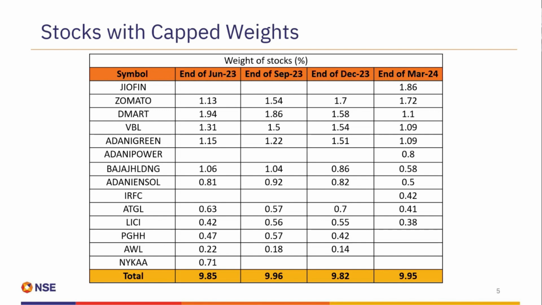As you can see on the screen, over the last 4 quarters the aggregate weight is almost near 10%. Within that, the weights keep on changing. For example, Zomato was 1.13 in June 23, but over the year it has gone to 1.72. But the aggregate weight of all the stocks which are not available in FNO is kept at 10%. Okay, understood.